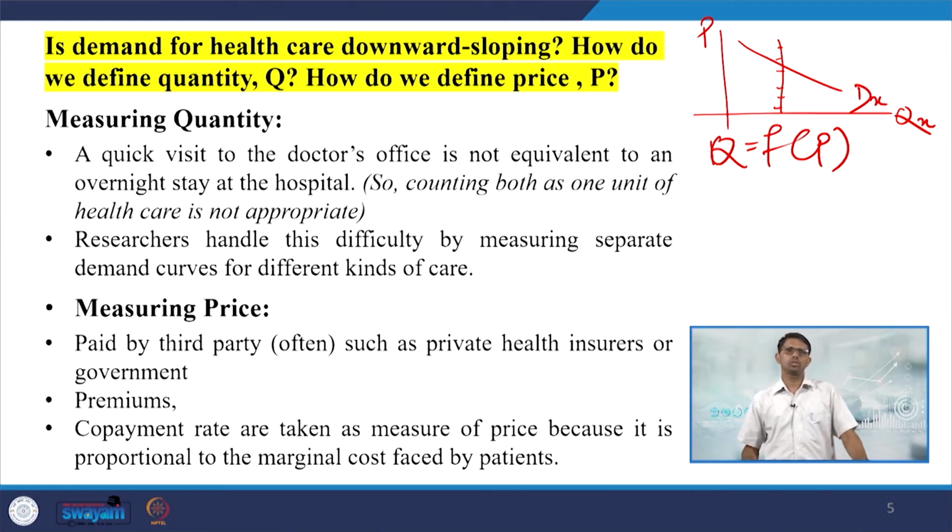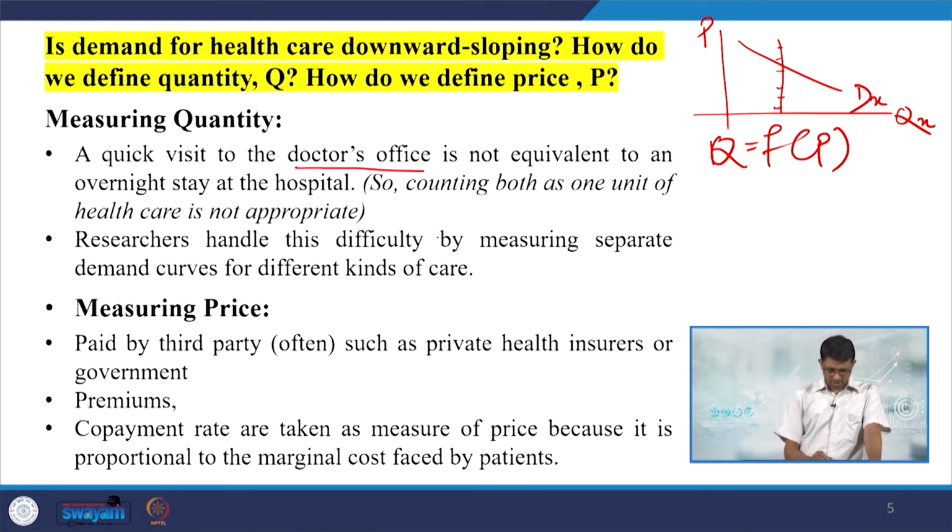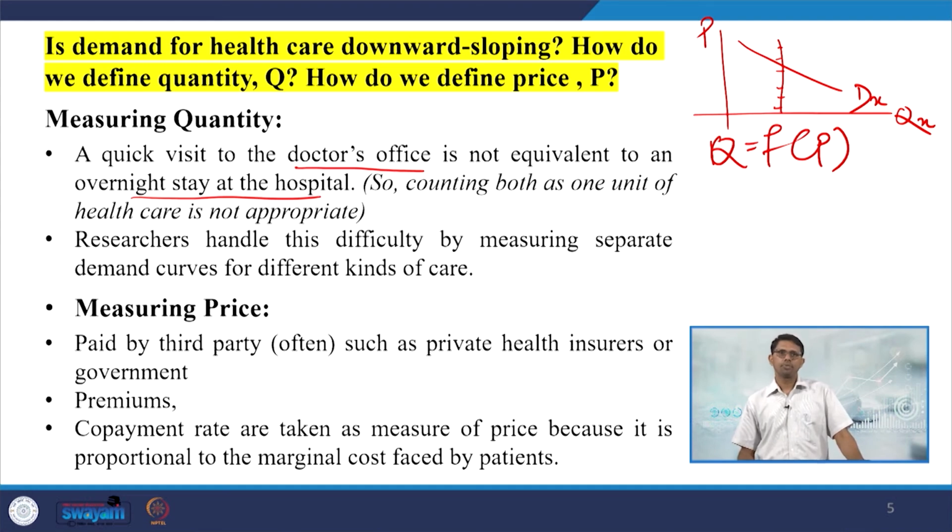A quick visit to the doctor's office is not equivalent to an overnight stay at the hospital. So, counting both as one unit of healthcare is not appropriate. So, the doctor's office is different from a stay at the hospital. So, we will be emphasizing that researchers handle this difficulty by measuring separate demand curves for different kinds of care. Measuring price, how price is actually measured, whether it is paid by a third party such as private health insurers or government, or whether it is from your pocket or through your premiums, or there are co-payments like insurance, which I have already mentioned, co-payments or cost sharing, etc., or it is completely free.